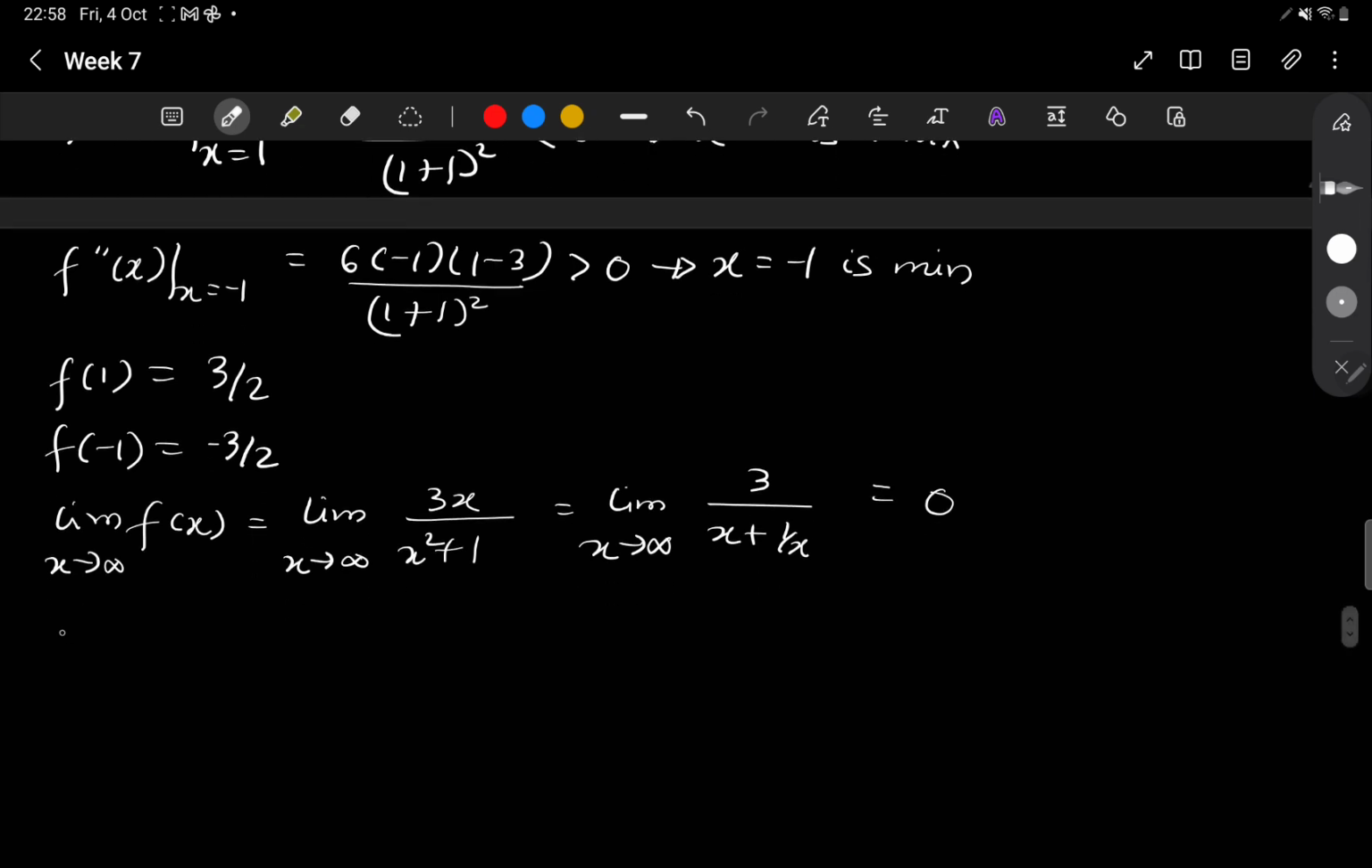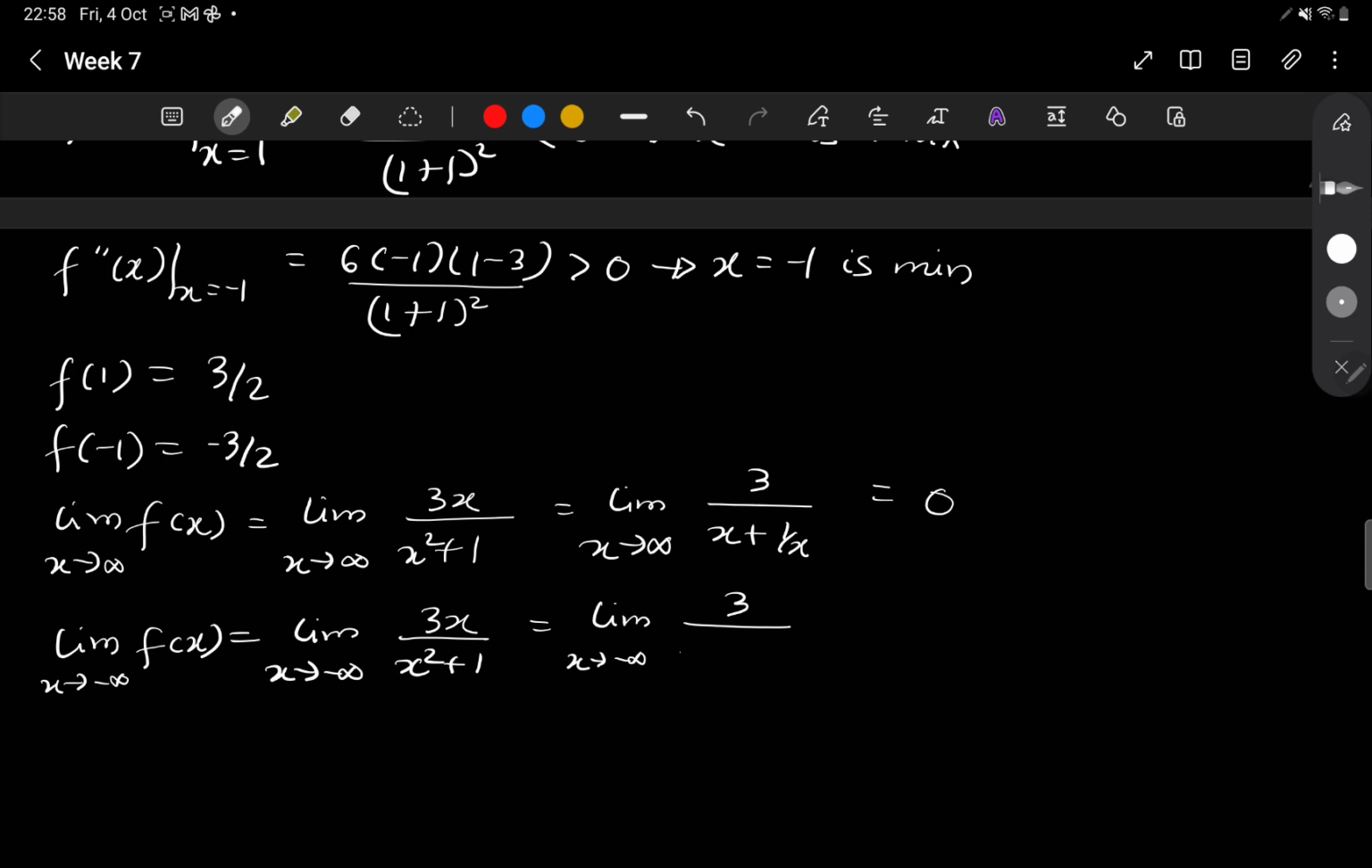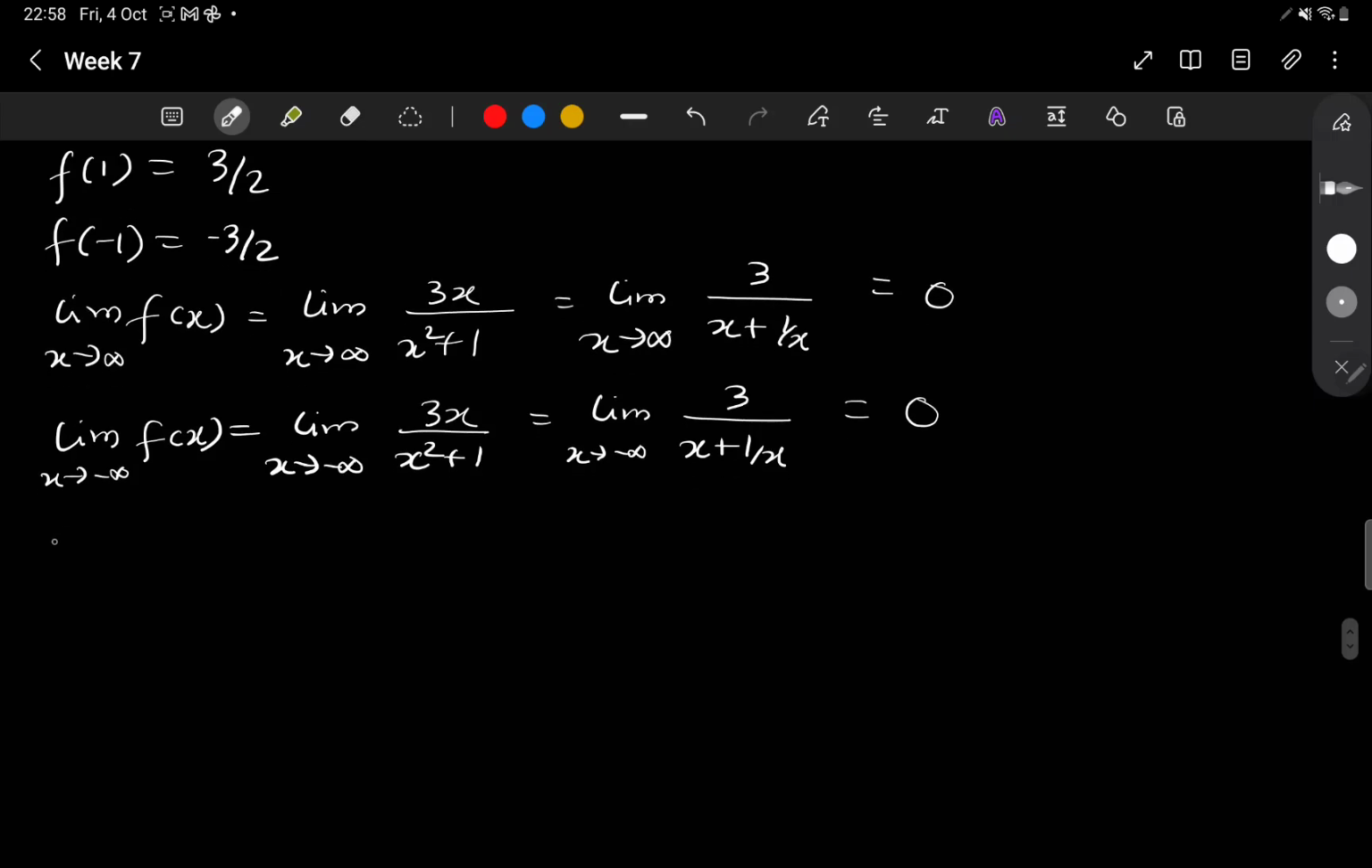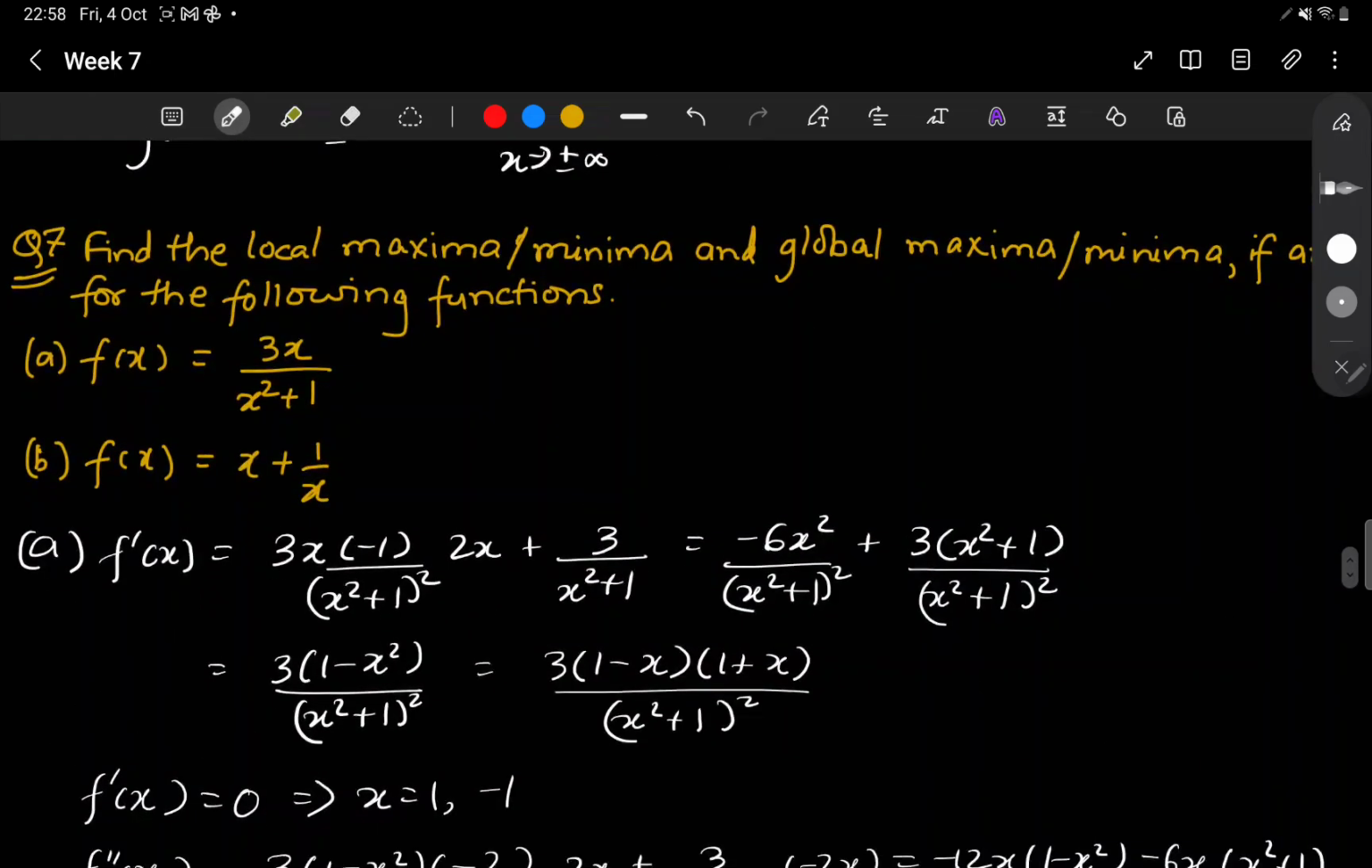So this is 0. And this is also 0. So clearly x equals 1 is not just local maxima, it is also global maxima, and x equals -1 is global minima. So that was for part A.